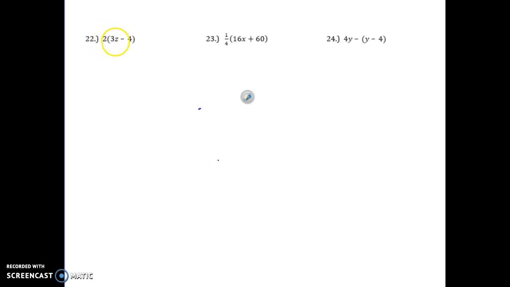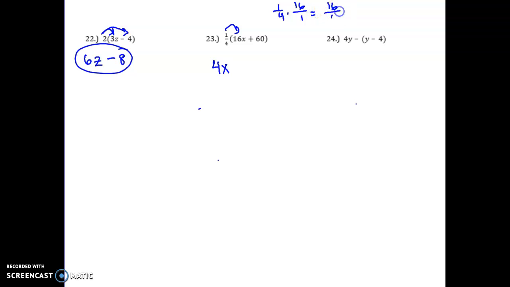Number 22, 2 times 3z would be 6z, and 2 times negative 4 would be minus 8. Number 23, 1/4 times 16x would be 4x, because 1/4 times 16, we go straight across, we get 16/4, which is 4. So that's how we get our 4. And 1/4 times 60 is 15. So there's my answer.